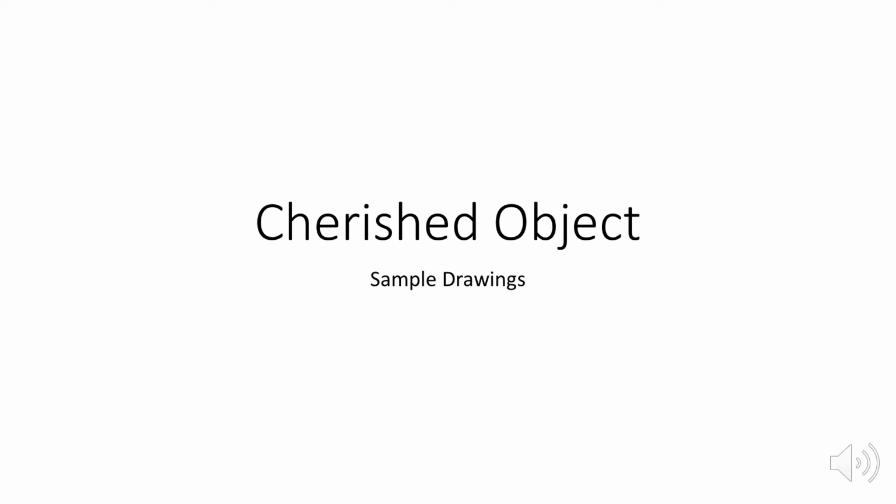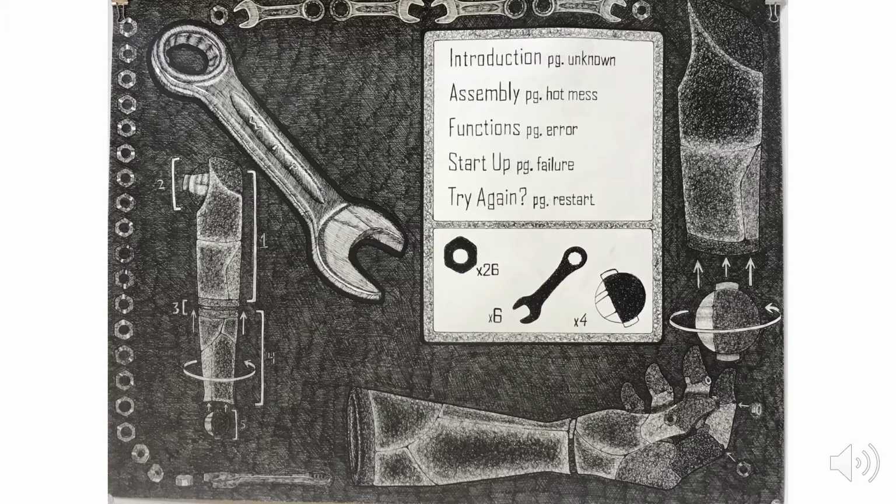In this PowerPoint, I'm going to show you several examples of the cherished object assignment completed by previous students. As you view these images, I would like you to think about three important things. First, I would like you to think about how pictorial space is organized within these compositions. Notice how various artists interpret the concept of border. Notice how they present the same object from different views or different perspectives.